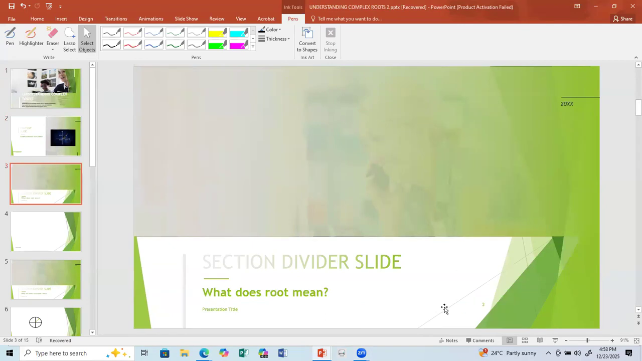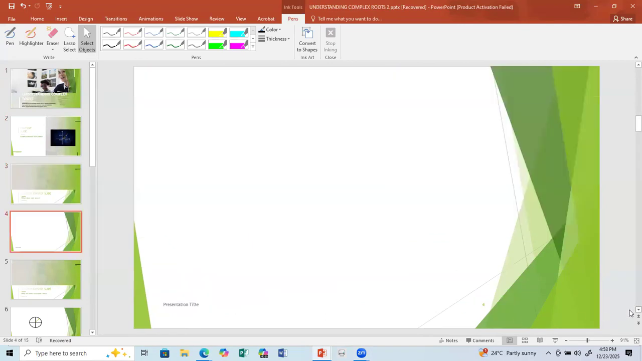To answer this question, let's take the case of real numbers. For the case of real numbers, let's consider the number 9. The square root of 9 equals 3. Why? Because 3 squared equals 9. The cube root of 8 equals 2. Why? Simply because 2 to the power 3 equals 8.